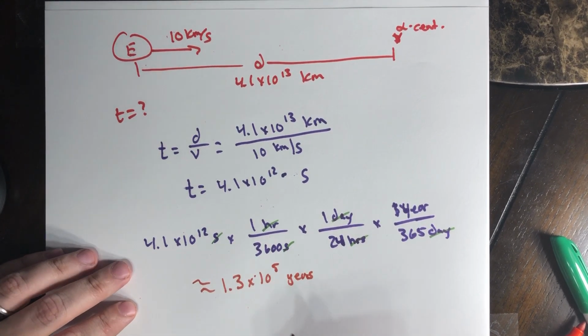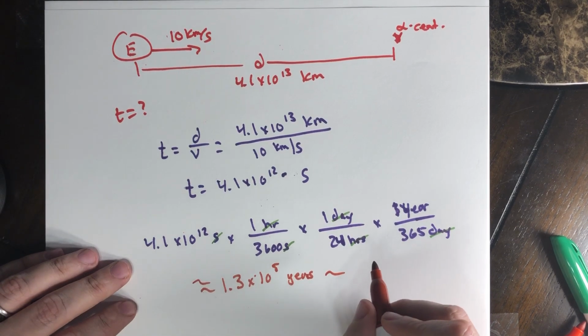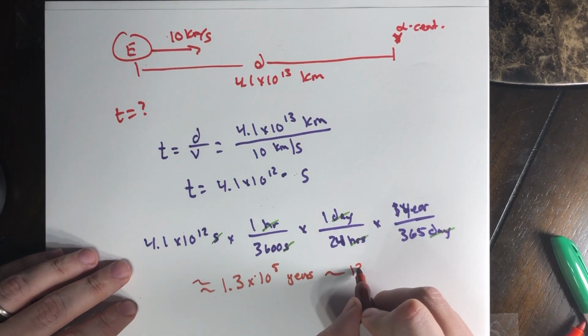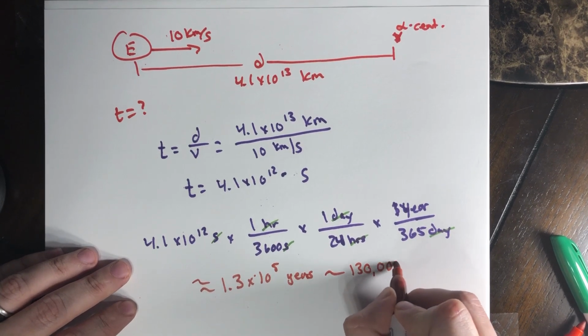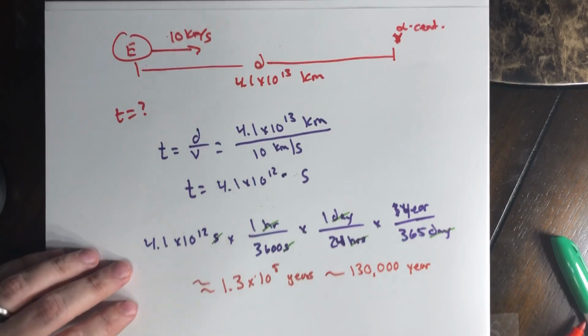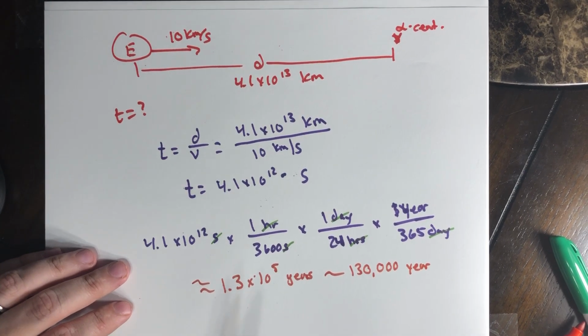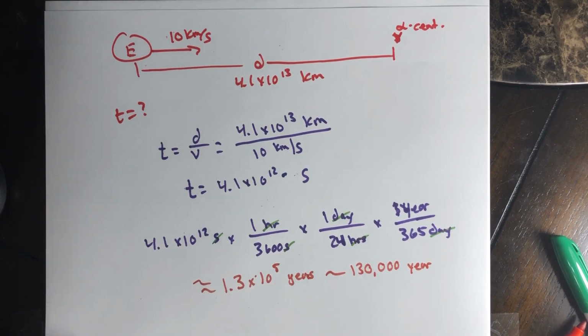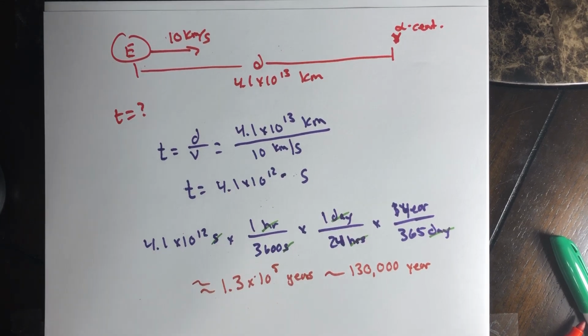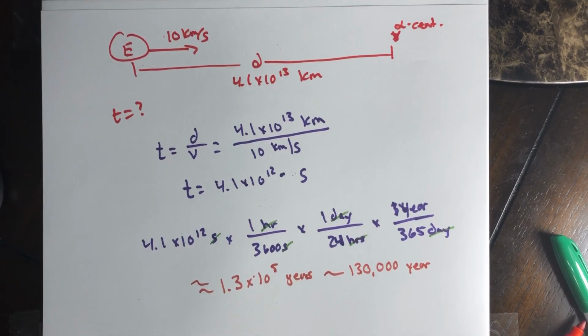So if we put that into regular numbers, that is about 130,000 years. So with what we have right now, I don't think anybody's going to survive that. So it seems like a problem that if we ever want to travel to another star system, we're going to have to figure something else out.